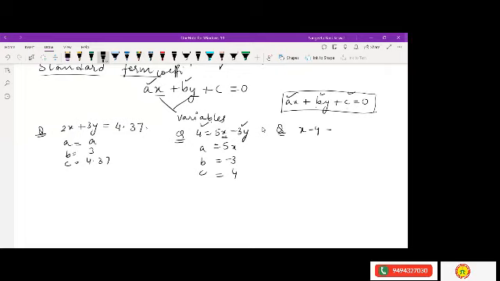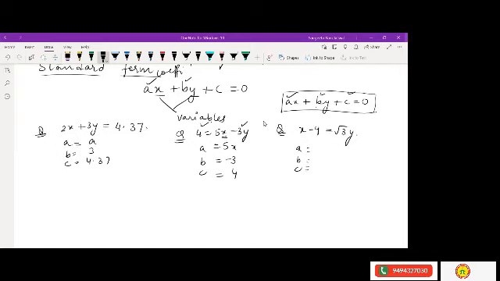Okay, very good, Yukta. Now I'll ask somebody else: x minus 4 is equal to root over 3y. Now A, B, and C. Jitendra, you tell me, beta, what is A, B, and C here?